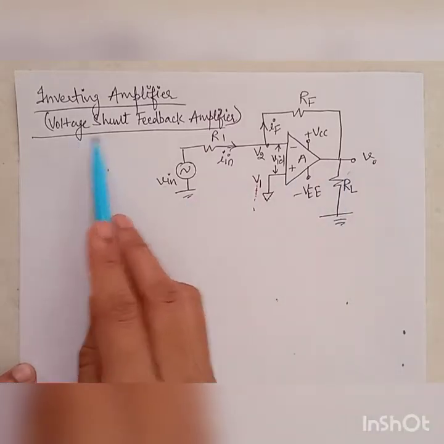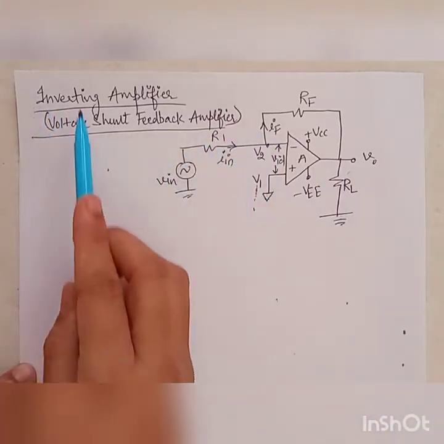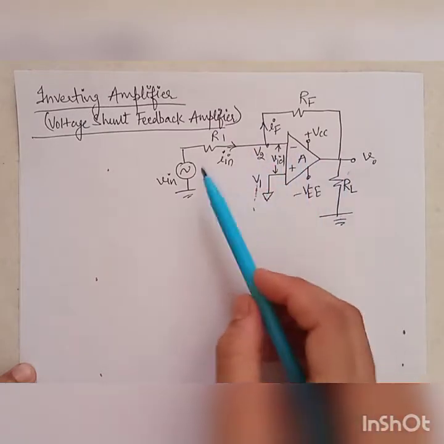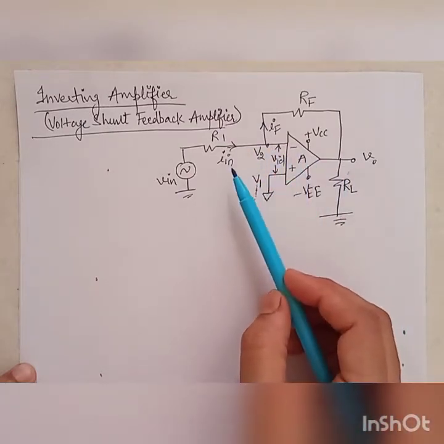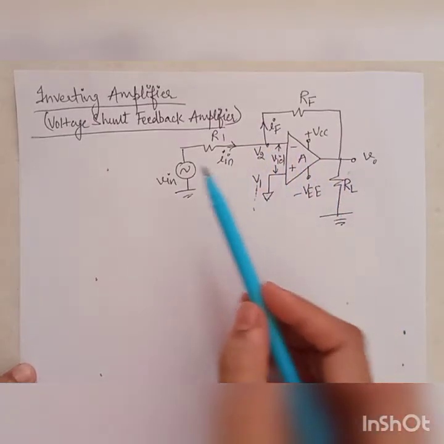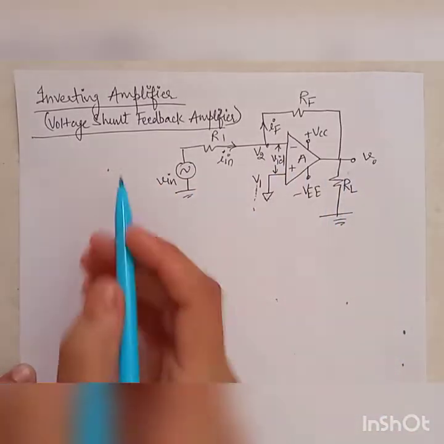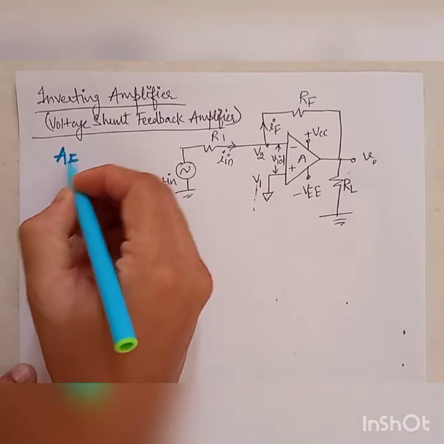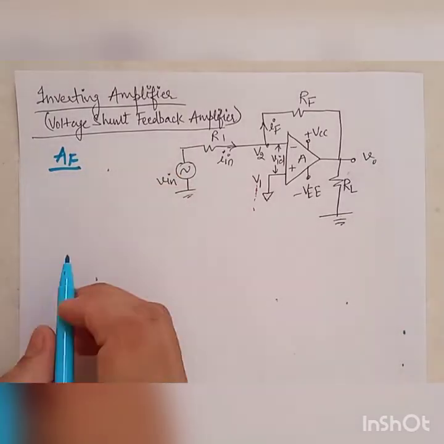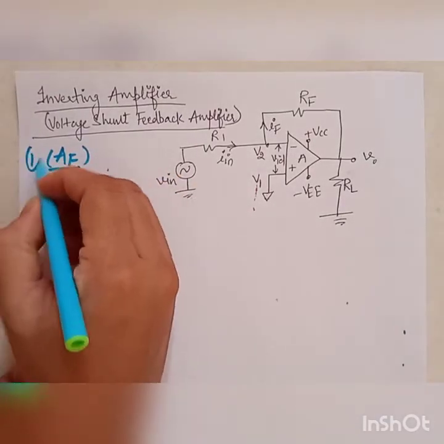Now this is also called a voltage shunt feedback amplifier because the output here is voltage and the feedback signal is in shunt with your input. So this is named as voltage shunt feedback amplifier. Let's calculate the value of AF, which is the closed loop voltage gain. So this is our first parameter.